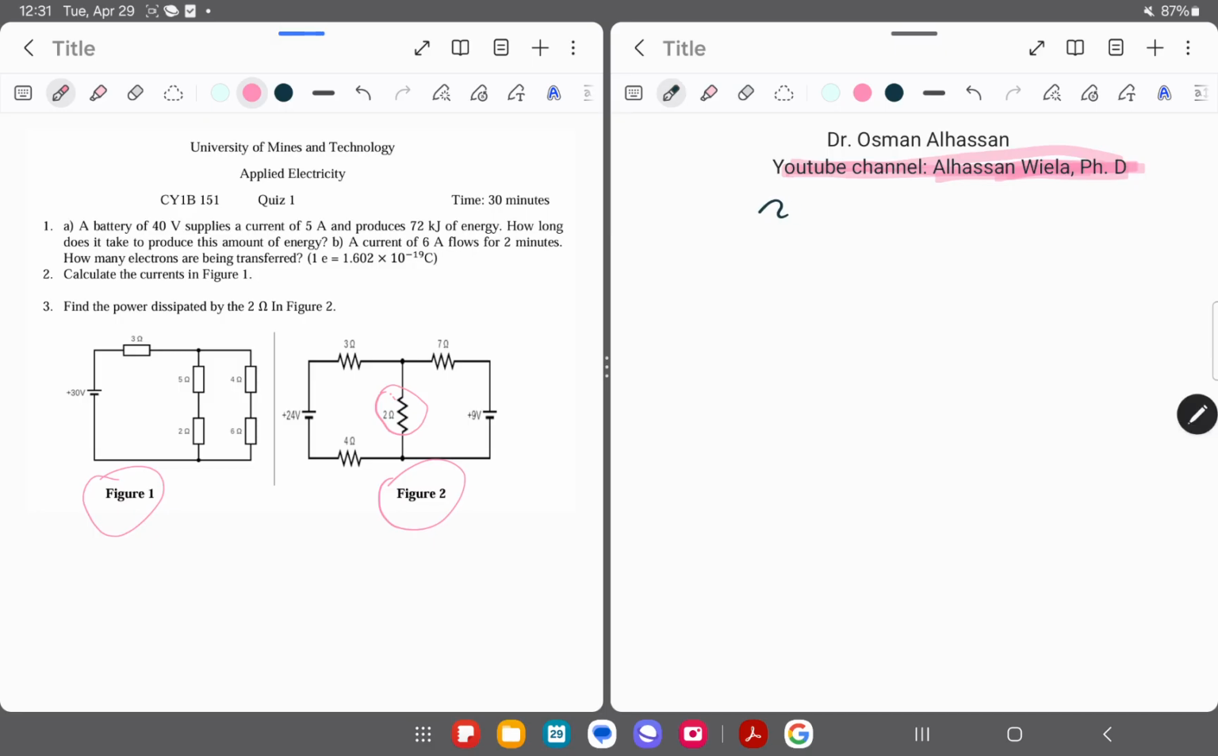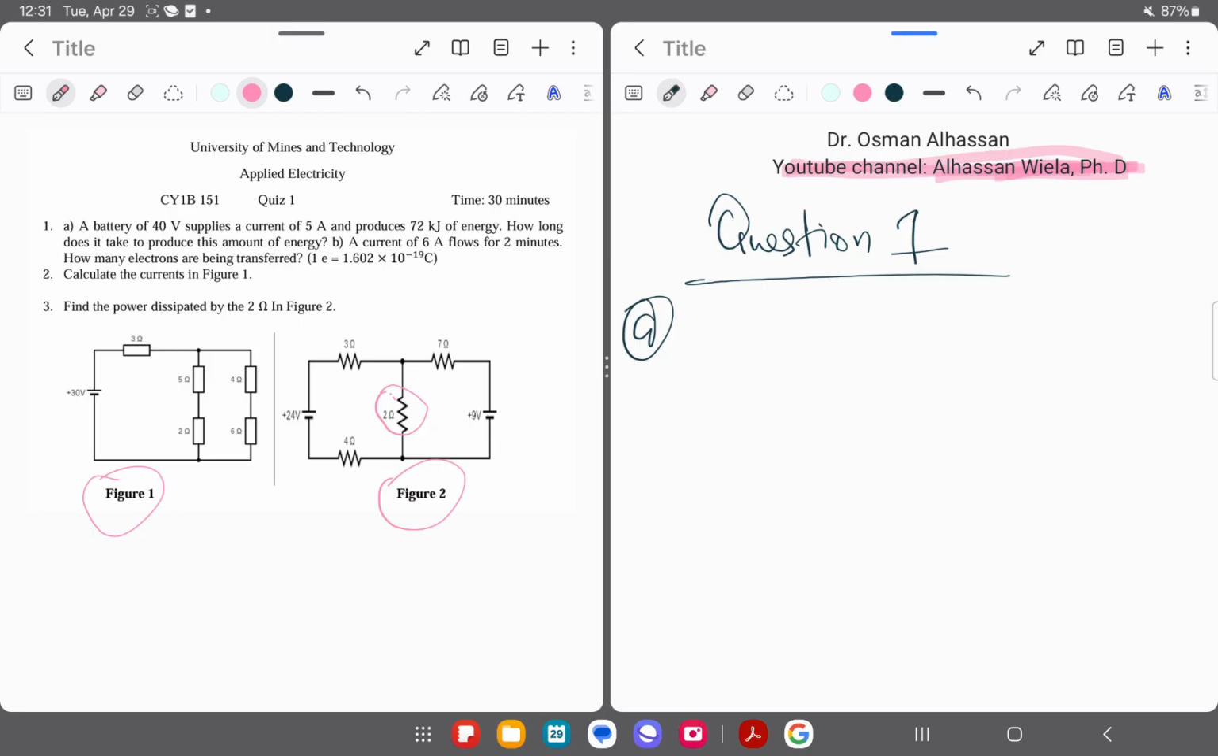So let's start with question 1. This is my question 1. Question 1A: a battery of 40 volts supplies a current of 5 amps and produces 72 kilojoules of energy. How long does it take to produce this amount of energy?